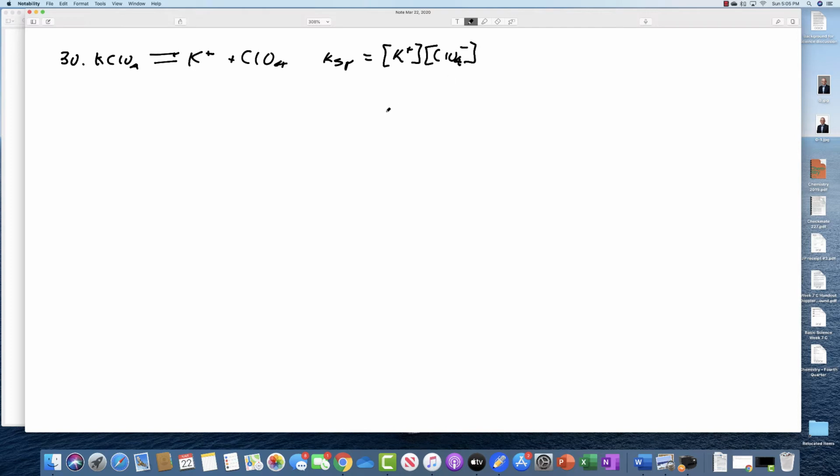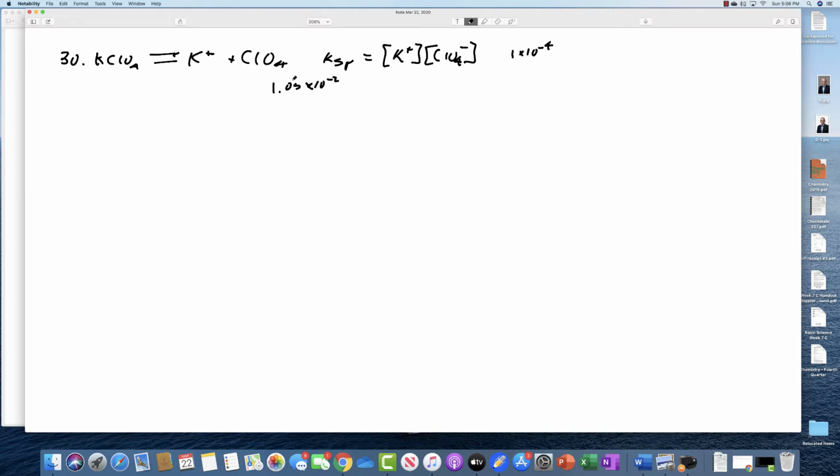Now if you multiply the values they have here, you get 0.1 times 0.1, or 1 times 10 to the minus 4. Now you just look up in your solubility products table to see what the solubility product for KClO4 is, and it's 1.05 times 10 to the minus 2.